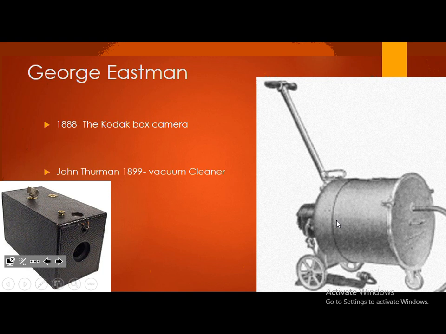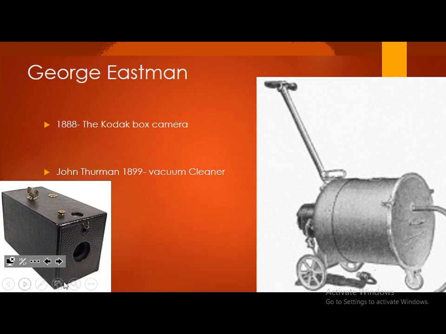George Eastman was the camera. John Thurman invented the vacuum cleaner in 1899. Again, with this, looks like half a drum. It almost is identical to a shop vac today. But this hose would go into your house. This gas-powered thing would work outside, and you'd be able to move it. I guess you could have gas in the house, but that's kind of a general no-no because of carbon monoxide.